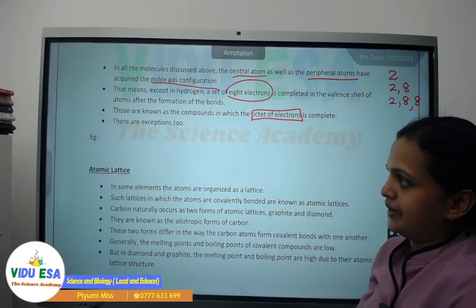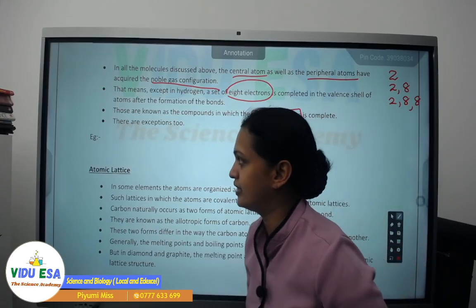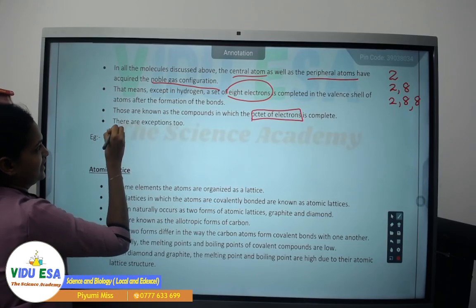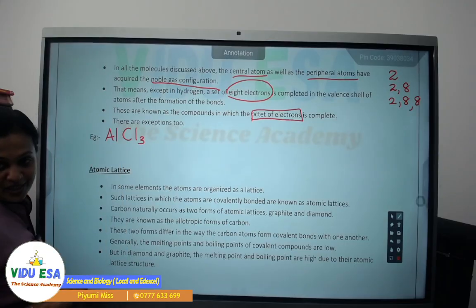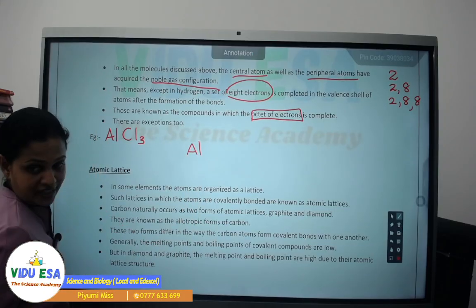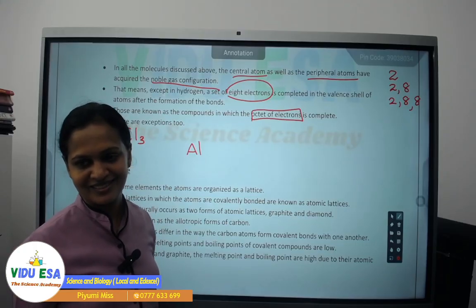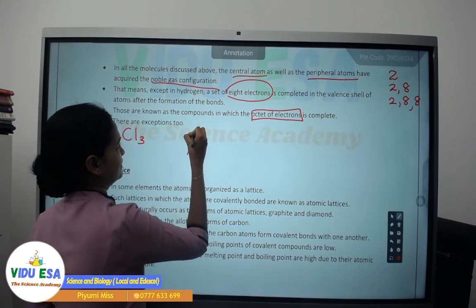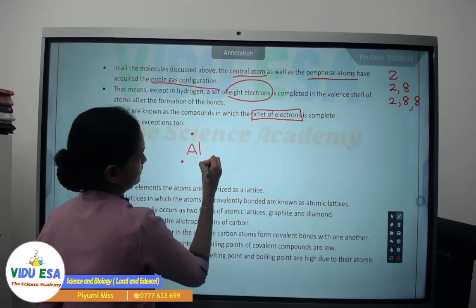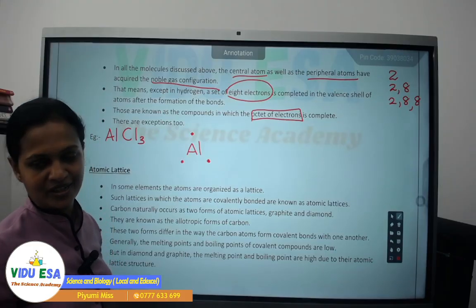Electron octet is completed. There are exceptions as well. We are going to mention these exceptions. One is aluminium chloride, AlCl3. What is the valency of aluminium? How many electrons are there in the valence shell of aluminium? 3 electrons are there. Now I will indicate the 3 electrons of aluminium like this. So aluminium has shared electrons with 3 chlorine atoms only.